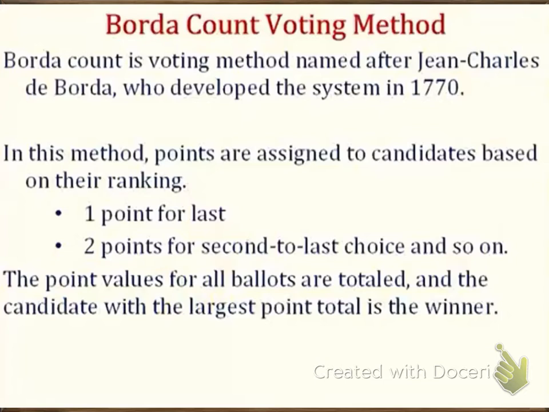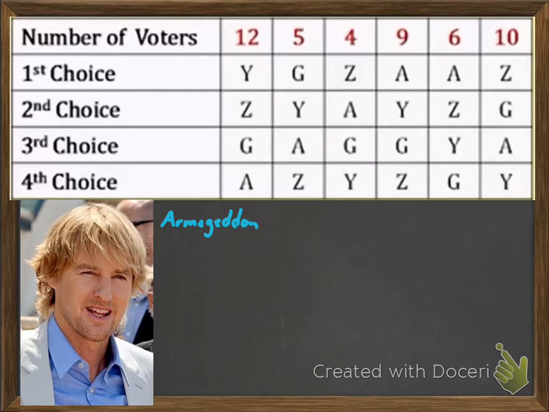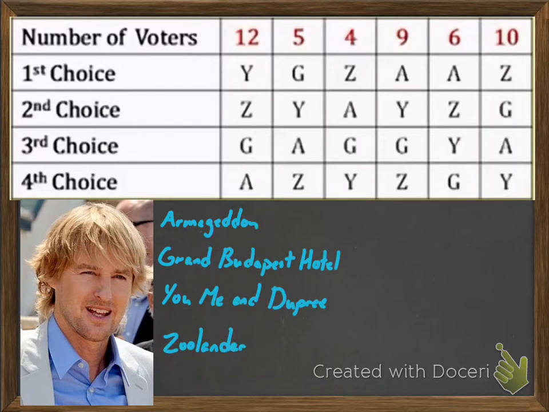So let's look at an example. Let's look at best Owen Wilson movies. 46 people were asked, what is Owen Wilson's best movie? The candidates were Armageddon, Grand Budapest Hotel, You and Me and Dupree, and Zoolander. All great movies. Well, I don't know about You and Me and Dupree, but anyway, all very good movies. Here's the preference table. 12 voters picked You and Me and Dupree, then Zoolander, then Grand Budapest Hotel, then Armageddon. Then these 4 voters picked Zoolander first. These 10 voters picked Zoolander first, then Grand Budapest Hotel, then Armageddon, then You and Me and Dupree.